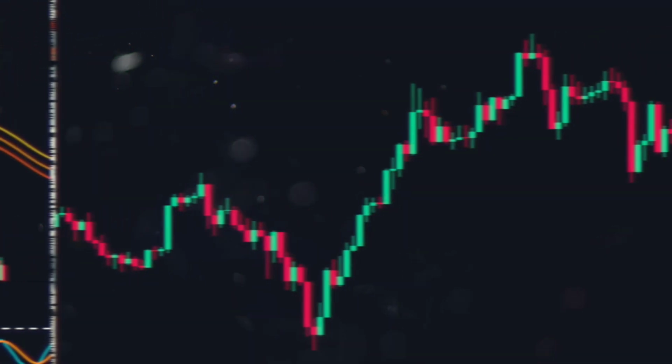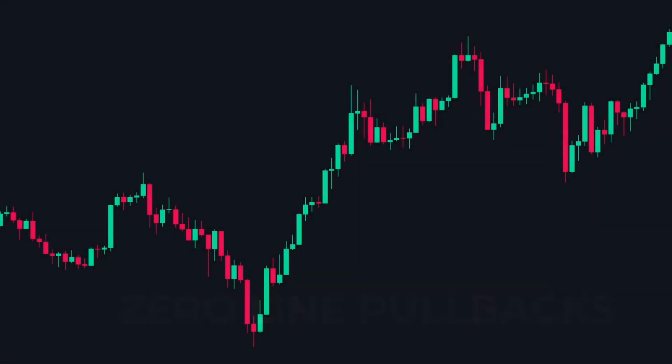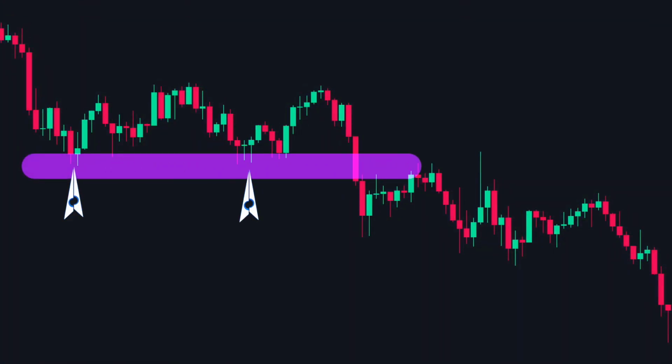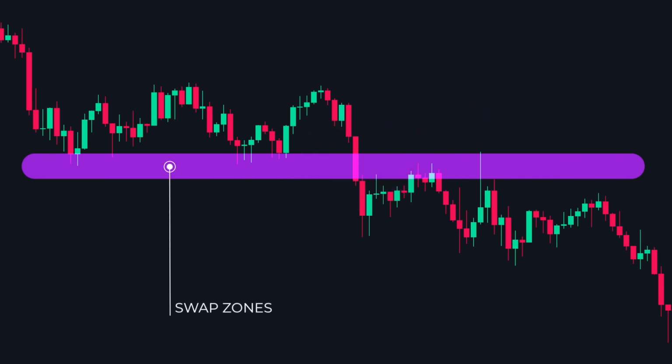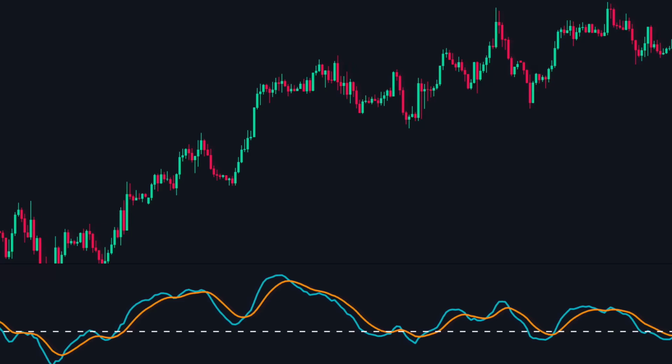Now let's discuss the last strategy. Strategy 4. Swap zones plus zero-line pullbacks. If you trade support and resistance, you might know that the support and resistance have dual properties. This means a resistance level can become a support level after a breakout. Similarly, a support level can act as resistance after its breakdown. This is why we call them swap zones. They swap roles with each other. We will use this concept with the MACD to trade this strategy.